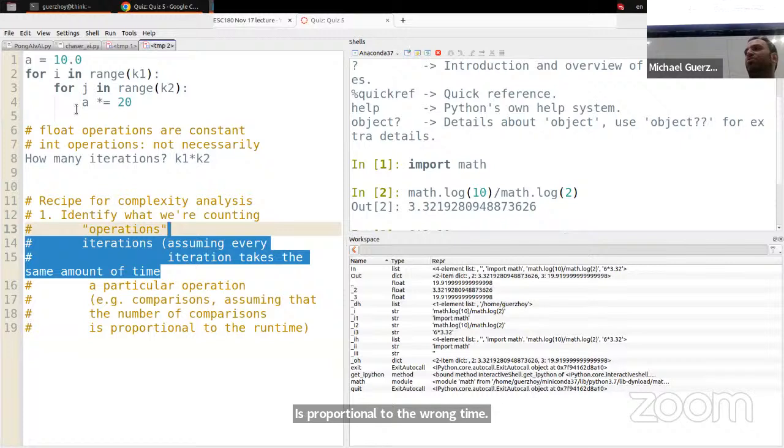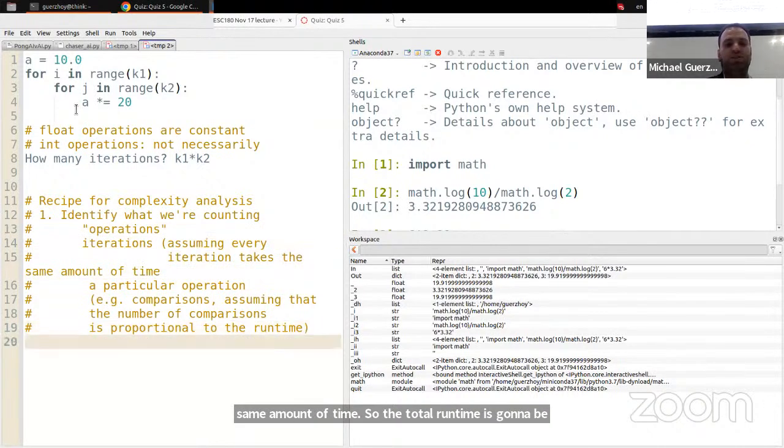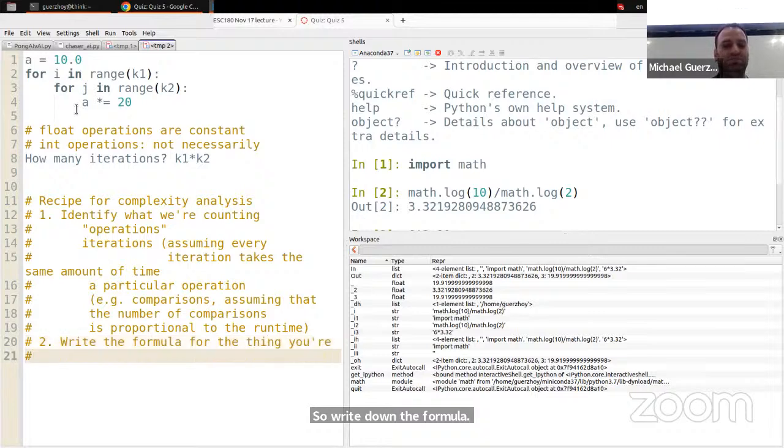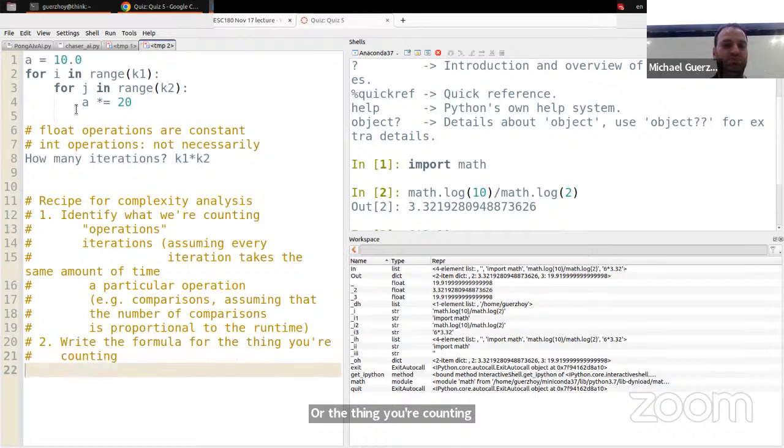So that's the same thing, right? Here, why would you be counting iterations? Well, because you're saying every iteration takes the same amount of time, so the total runtime is going to be proportional to the number of operations. So write down the formula for the thing you're counting. And then simplify.